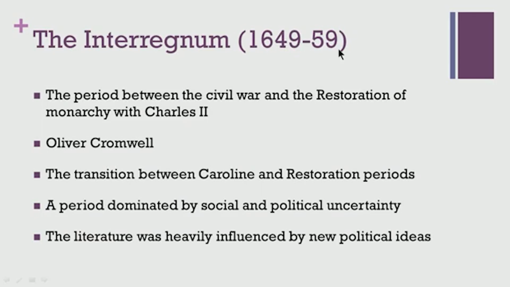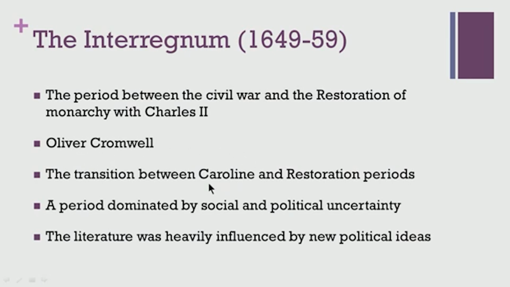And now it's time to quickly take a look at the period of Interregnum from 1649 to 59, and to see what had been happening in England after the Civil War. So, the term interregnum is used to describe the period between the Civil War and the restoration of monarchy in 1660 with Charles II, and this period was dominated by the rule of Oliver Cromwell, the many details of which we shall not be going into.